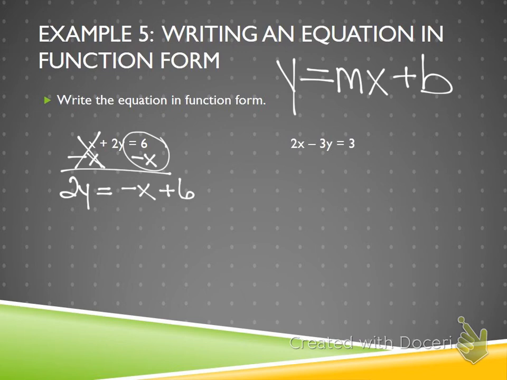It's still not by itself. I have to divide everything by whatever number is connected to y, in this case 2. So now when I divide everything by 2, my y cancels out. My y is by itself.